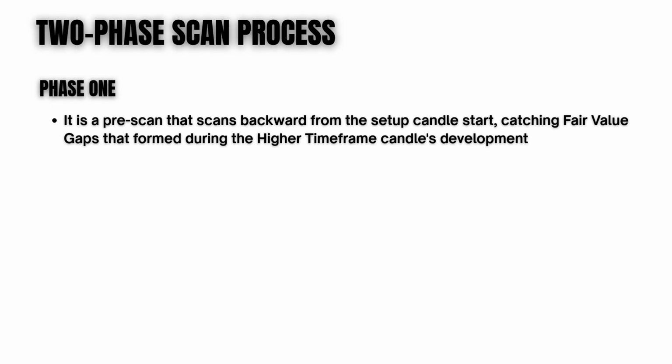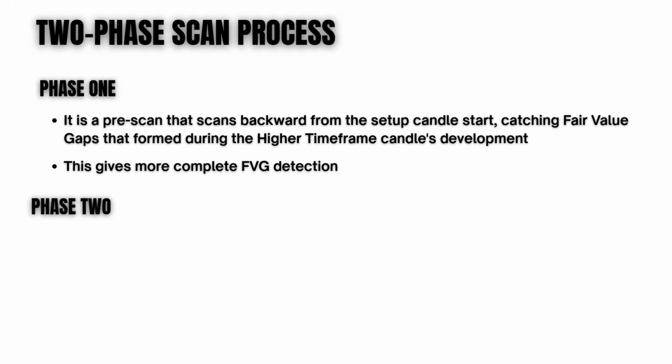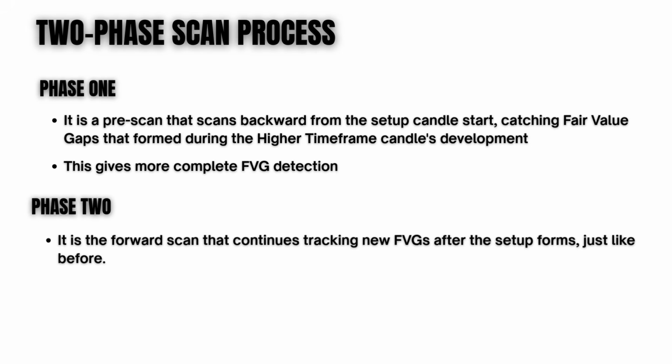The fourth update is enhanced FVG scanning. The indicator now uses a two-phase scan process. Phase 1 is a pre-scan that scans backward from the setup candle start, catching fair value gaps that form during the higher time frame candle's development. This gives more complete FVG detection. Phase 2 is the forward scan that continues tracking new FVGs after the setup forms, just like before. The result is better condition 3 FVG detection and fewer missed signals.